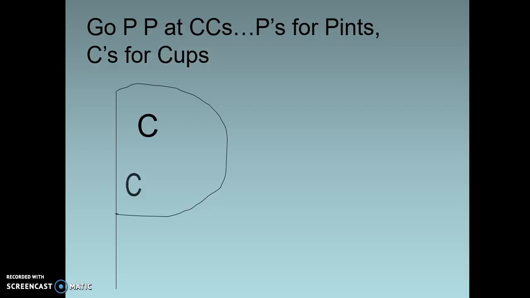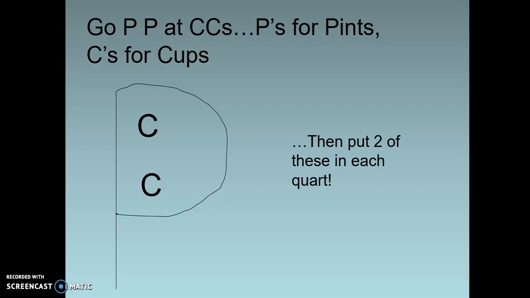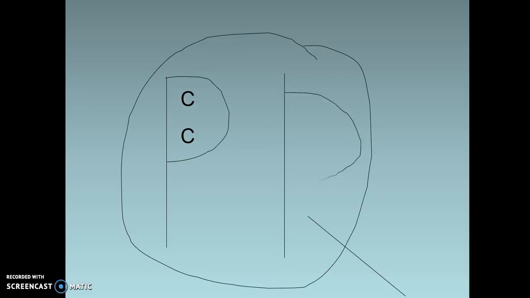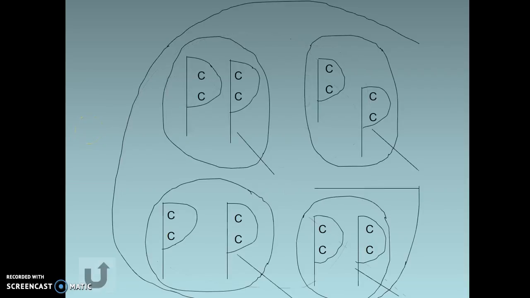Here's how I remember. I've got the 2 cups, which fit inside 1 pint. Then 2 C's inside each of the pints, and 2 pints inside each of the quarts. So every quart gets 2 P's, and every pint gets 2 C's. So the quarts fit inside the gallon, the P's fit inside the quarts, and the C's fit inside the P's. So I have a big G for gallon, 4 quarts within that gallon, and I go PP at CC's inside each quart.